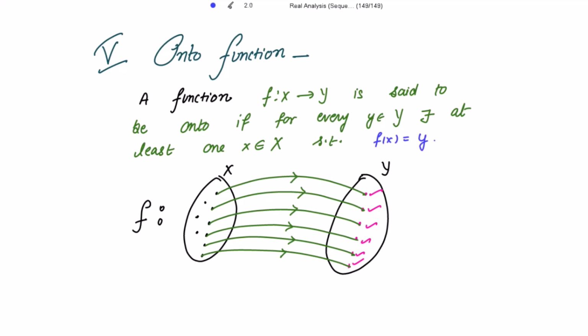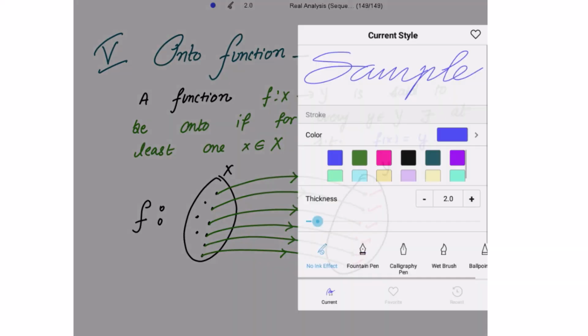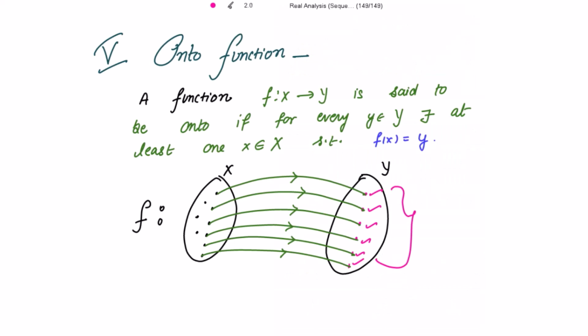So in this case, what is your range? The complete set y, right? So here, the range of f is equal to y, right? Because all the elements of y have at least one pre-image in x. This is the difference in the case of the onto function, right?